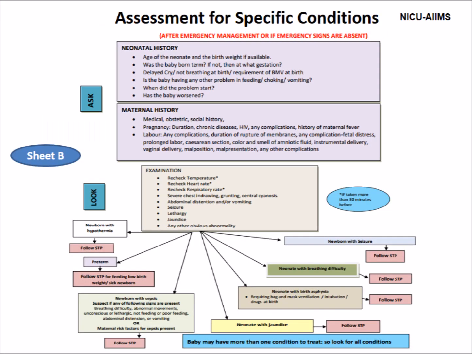Overview of Sheet B. Assessment for specific conditions. After emergency management and stabilization of the neonate, or if emergency signs are absent, we shall move to Sheet B. In Sheet B, we ask the caregiver for a pre-neonatal and maternal history. We look, listen, and feel for signs and symptoms that will help us arrive at a specific diagnosis.